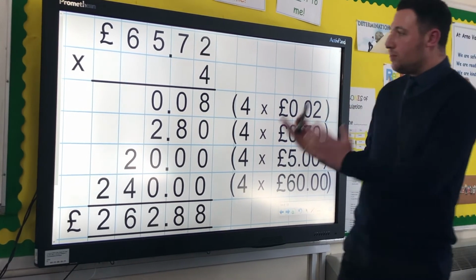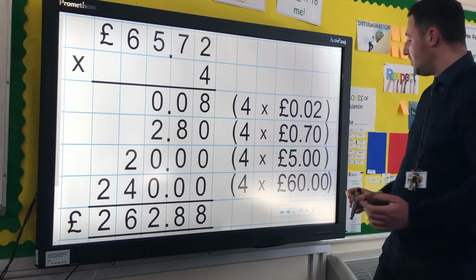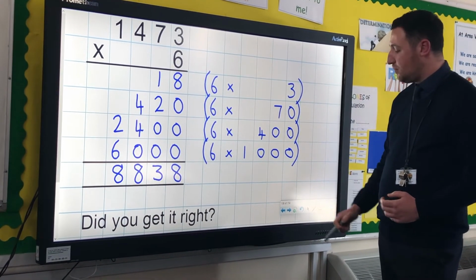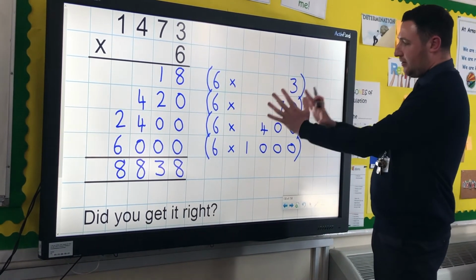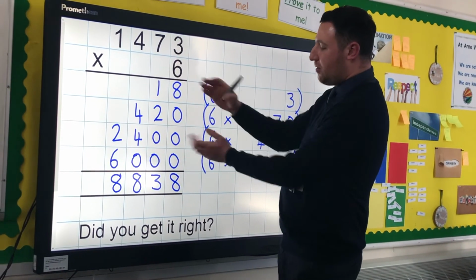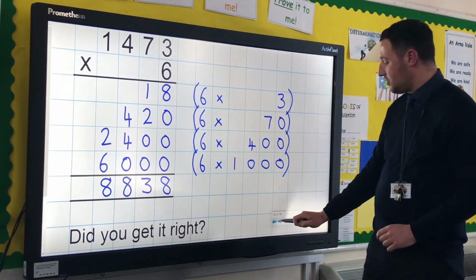giving the answer of £262.88. We wouldn't move the children on to calculating in this way until they're really confident with this way of calculating without decimals, so they get very used to working with the brackets, very used to showing their working out, and very used to having lots of goes at that sort of calculation.